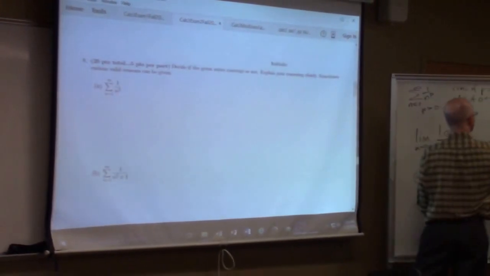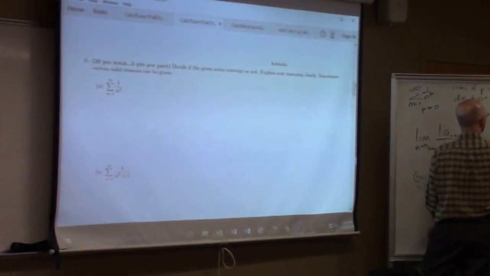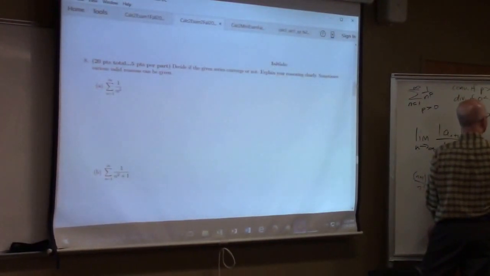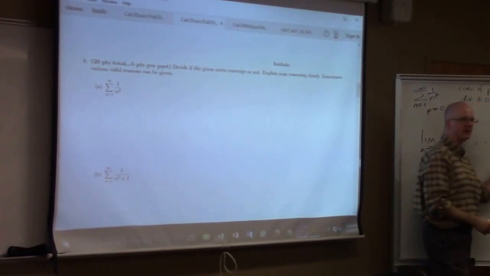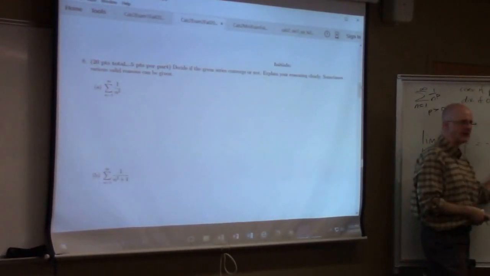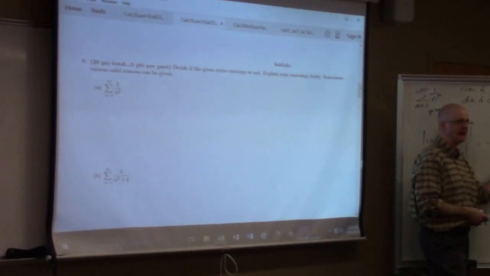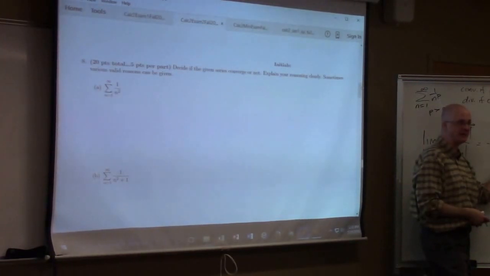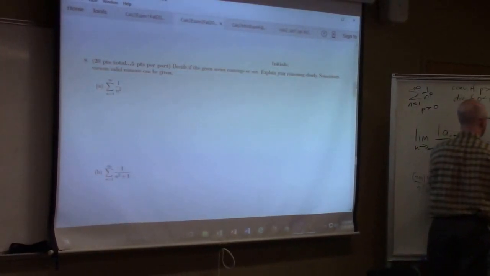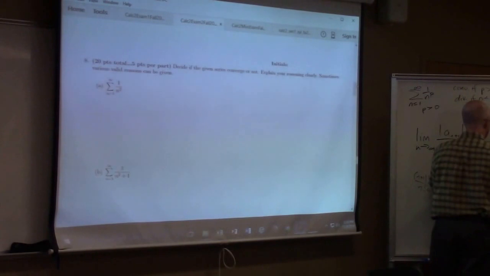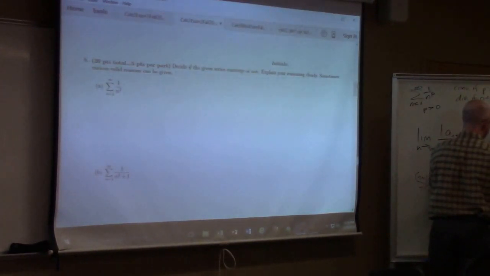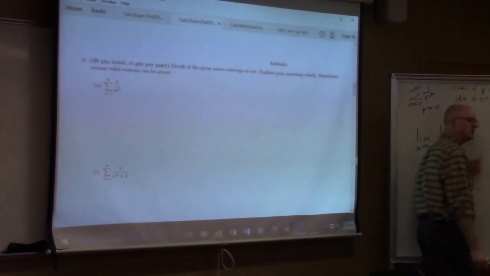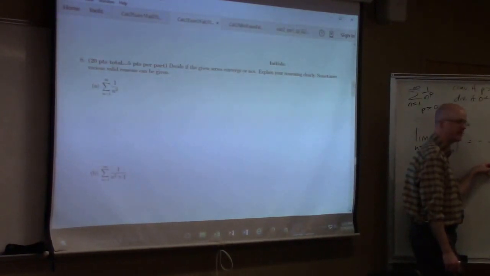The corresponding integral would be this one, and this one does converge. The integral is going to end up involving arctangent of x. And arctangent of x does have a limit as x goes to infinity. The graph of arctangent of x has horizontal asymptotes, and this one's up at pi over 2. That's the graph of arctangent of x.